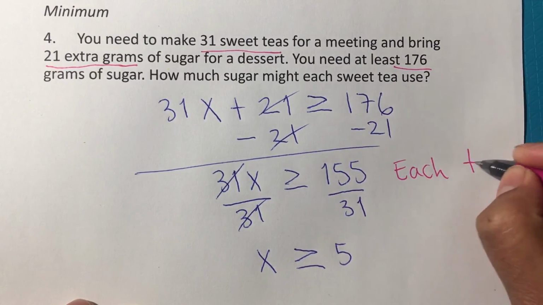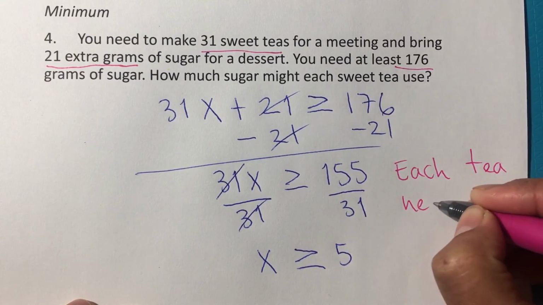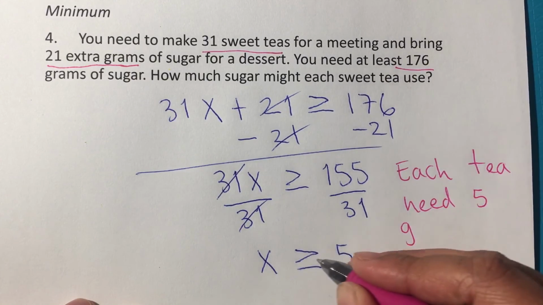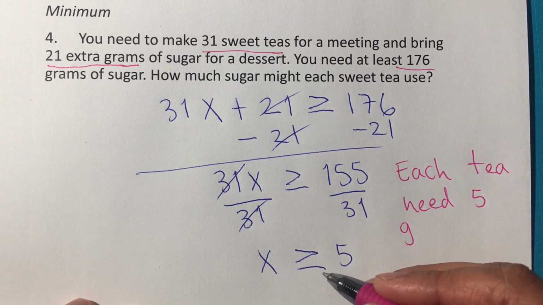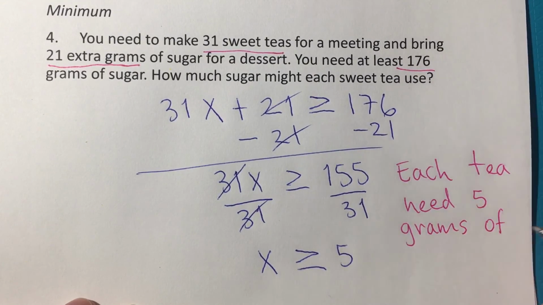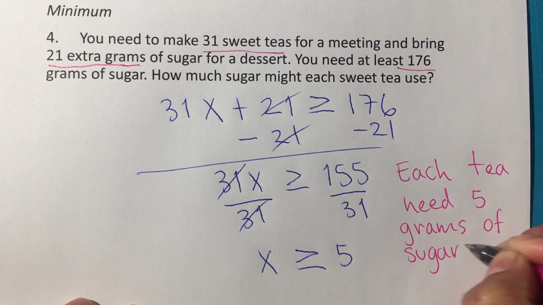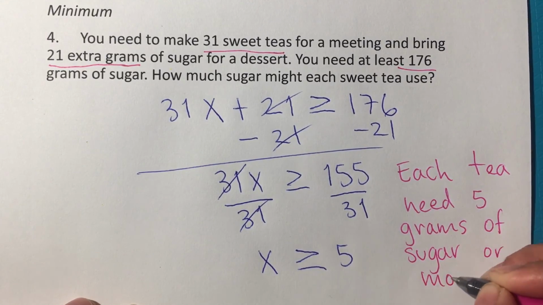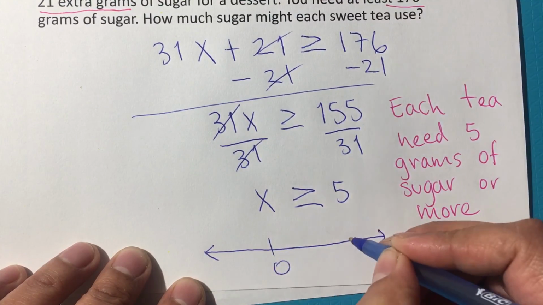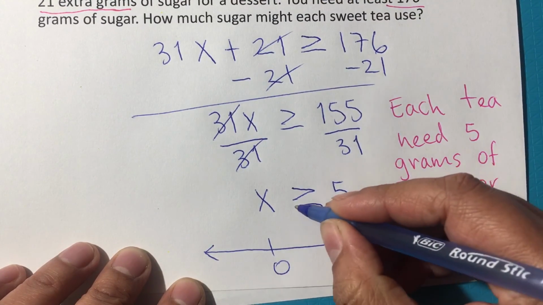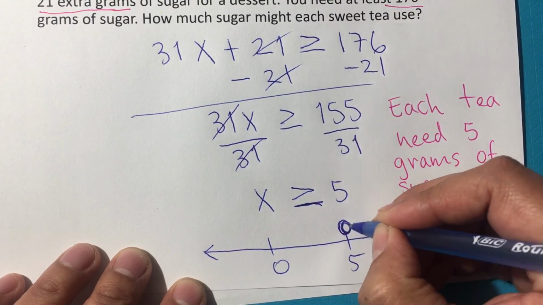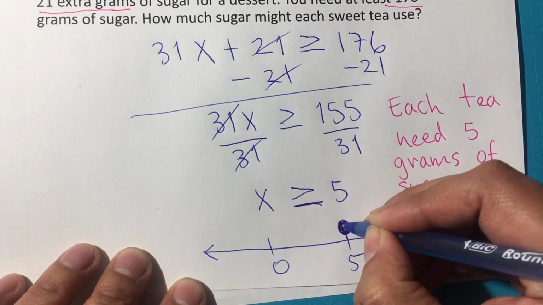Each tea needs 5 grams of sugar or more, right? Because it's at least 5 grams of sugar or more. And for the graph, we put the 0, the 5. Because of this equal sign in the bottom, it includes the 5.